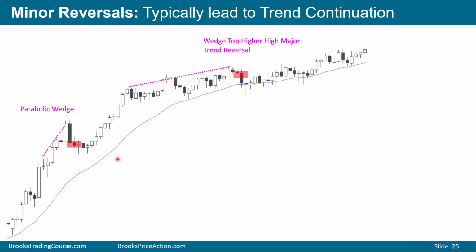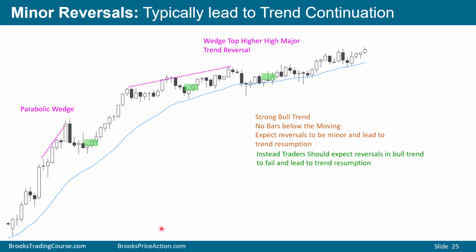Minor reversals typically lead to trend continuation. When you're in a bull trend and you get a minor reversal here, here, here, or here, all of those reversals are typically going to lead to trend continuation, and therefore don't take the sell. Instead, wait for it to fail and then buy. And you can see strong bull trend, no bars below the moving average. Expect reversals to be minor and lead to trend resumption.